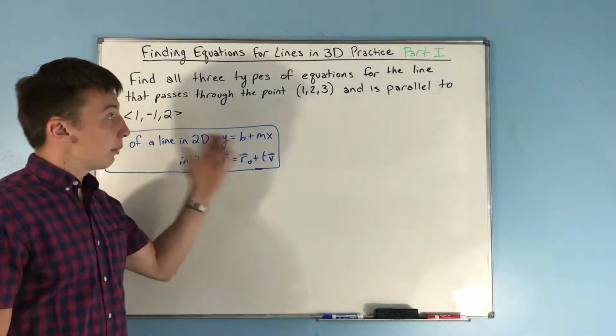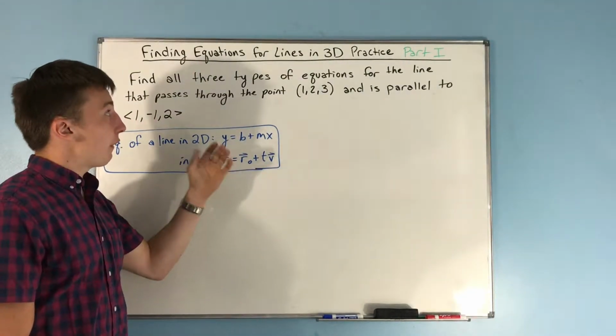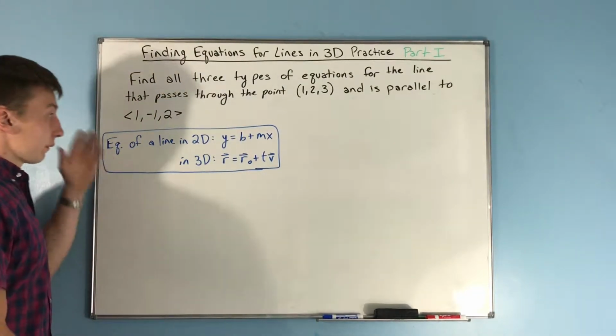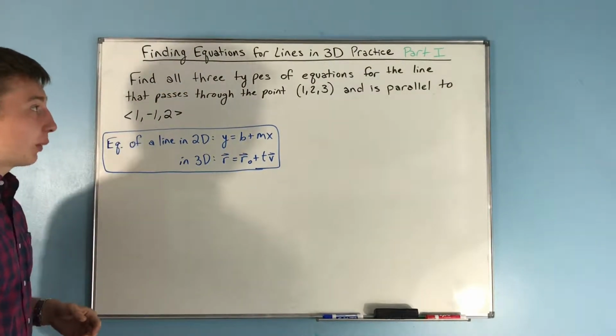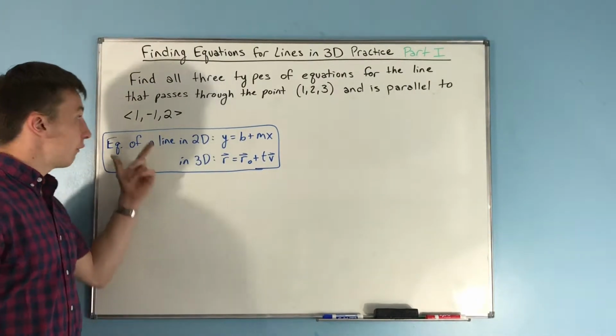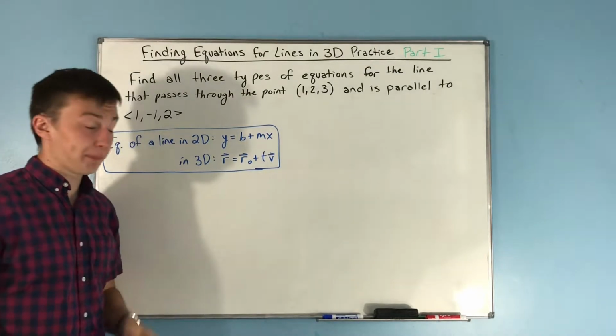Alright, so this video is going to be part 1 of our practice with finding equations for lines in 3 dimensions. We want to find all 3 types of equations for the line that passes through the point (1, 2, 3) and is parallel to the vector <1, -1, 2>.